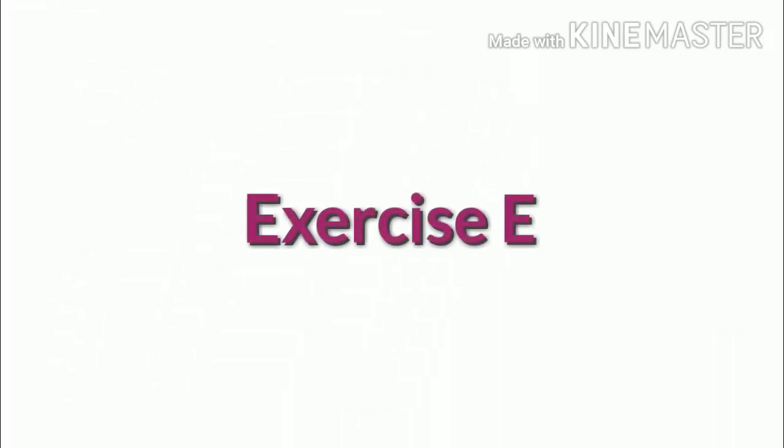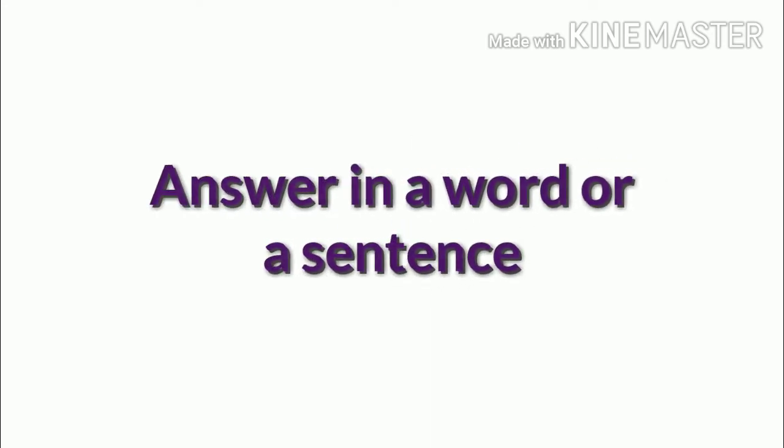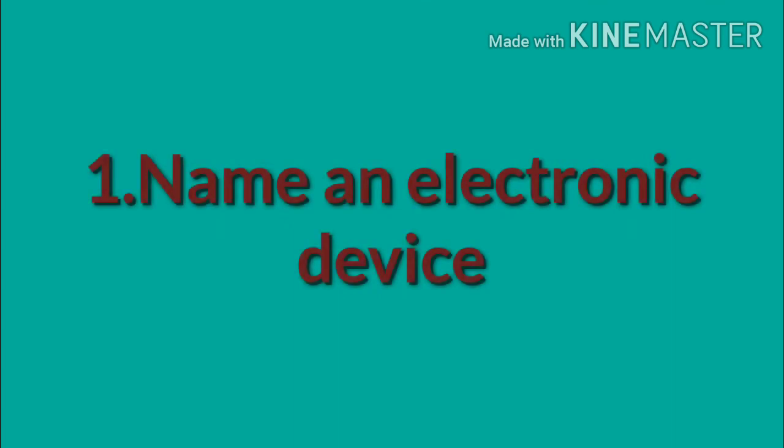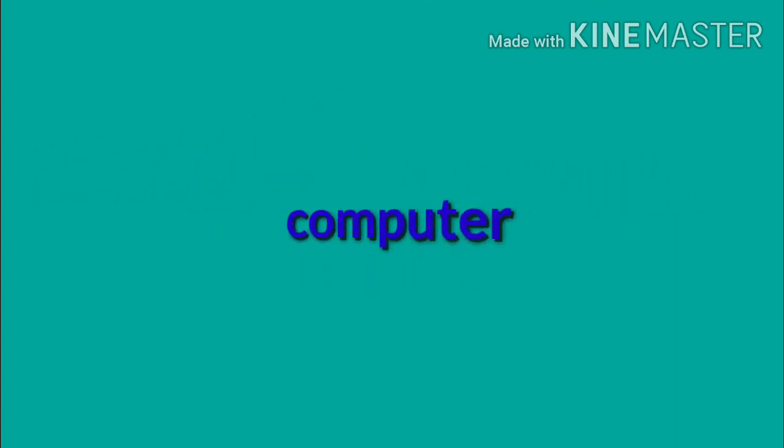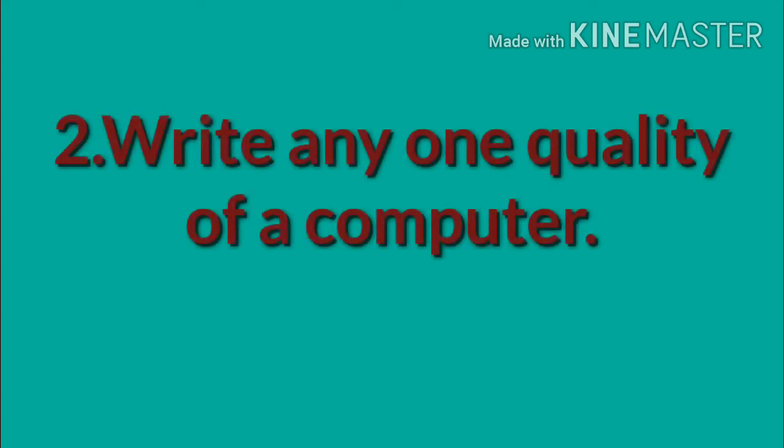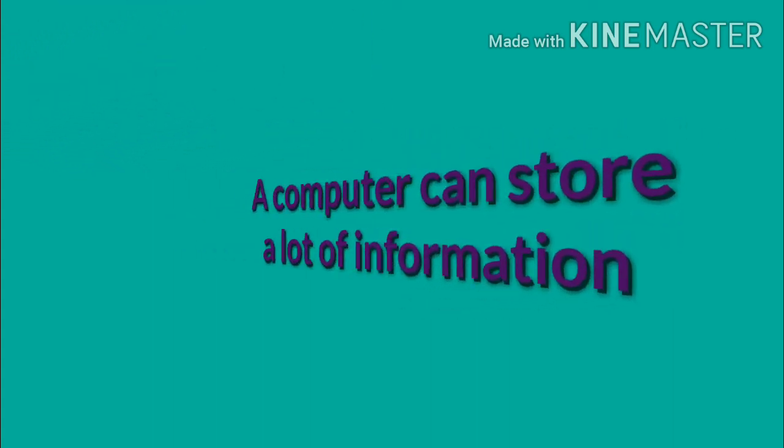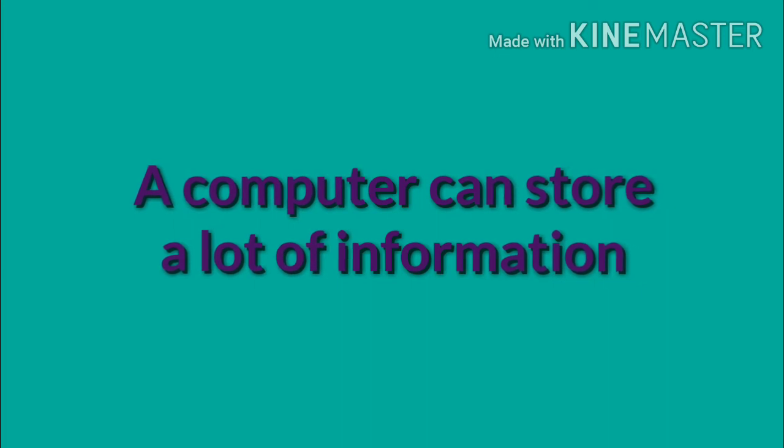Now exercise E. Answer in a word or a sentence. Number 1. Name an electronic device. Answer is computer. Number 2. Write any one quality of a computer. A computer can store a lot of information.